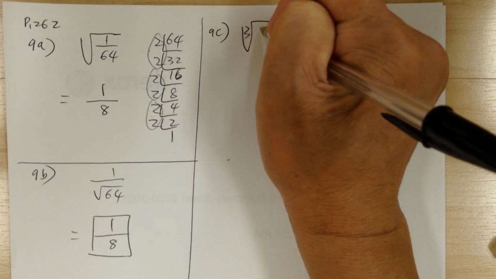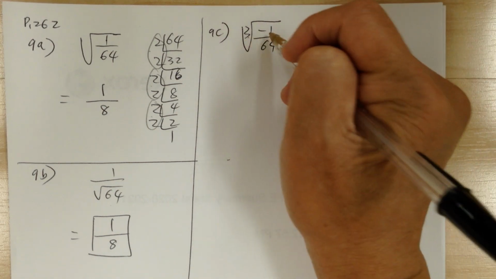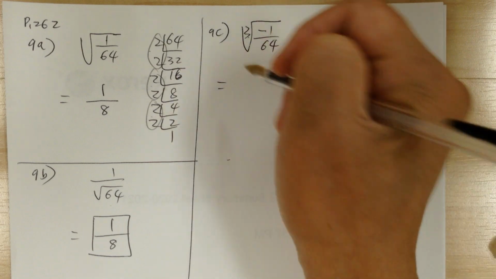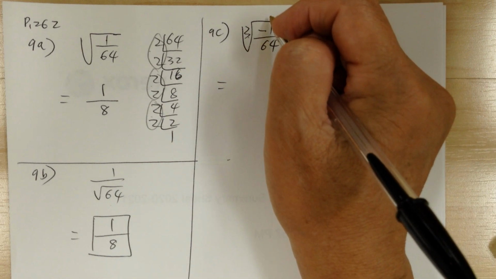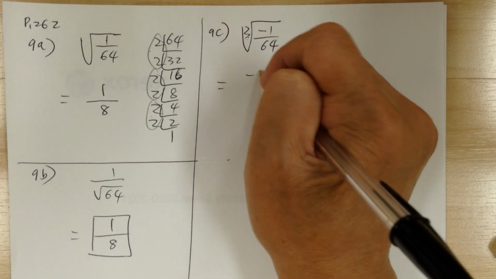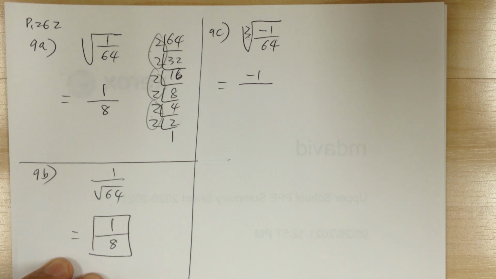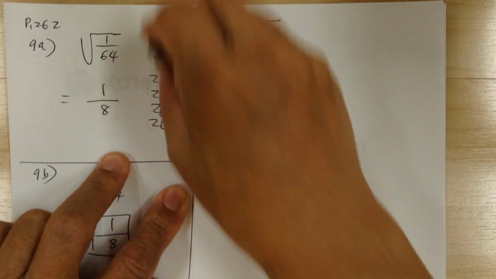You have cube root of negative 1 over 64. Now, because the index is odd, it's okay to have negative. So you just take the cube root of the top and the bottom separately. So cube root of negative 1 is negative 1. Cube root of 64, okay? Again, you can use this one over here.